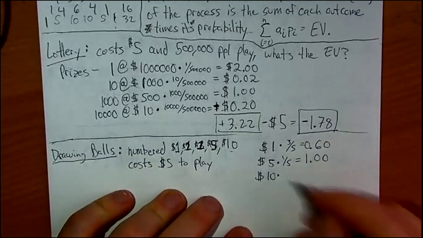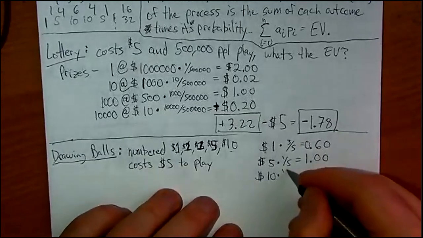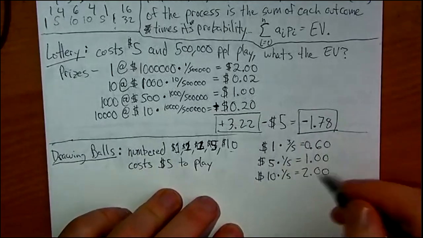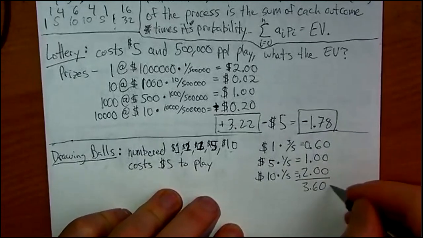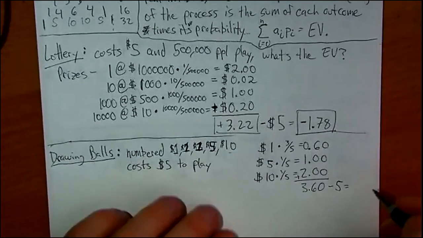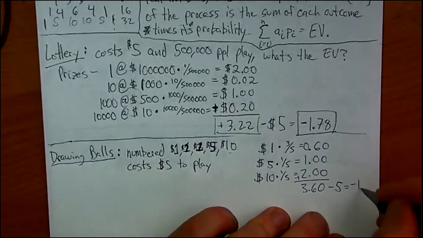And $10, the probability there is again 1 out of 5. So that's going to be worth $2. So the total expected value is $3.60 minus the $5 to play. So for the entire game, the expected value is negative $1.40.